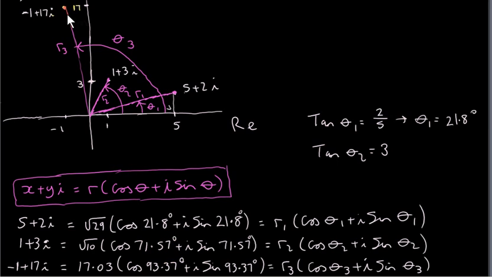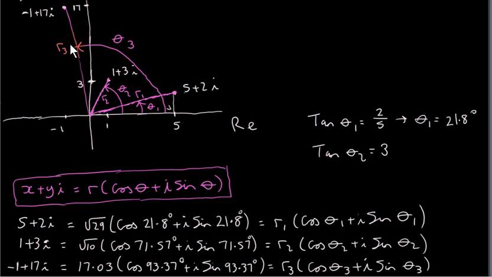Now, things are a little bit more complicated for this complex number minus 1 plus 17i. R3 is straightforward. We just use Pythagoras' theorem. Again, we have a right angle triangle here. So this side is 17, this side is 1. And we get the square root of 17 squared plus 1 squared. To two decimal places, that is 17.03.